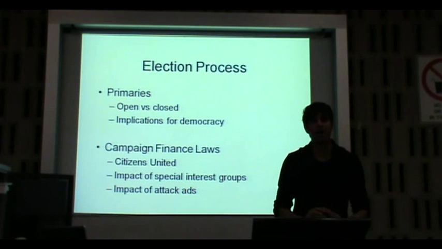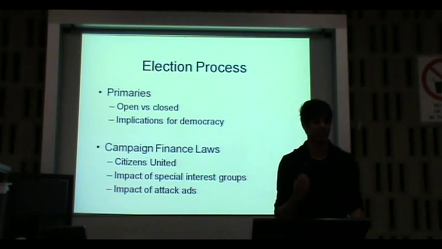But why could you argue it's actually a good thing to not have really, really strict disclosure? Why is it defended in the US? Does anyone know? Freedom of speech. Okay, and how is that argument made?